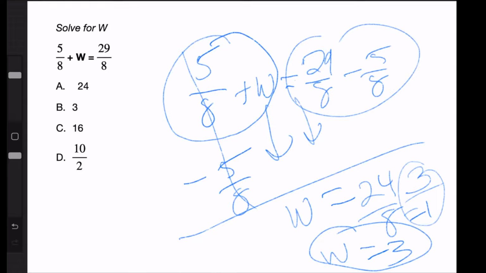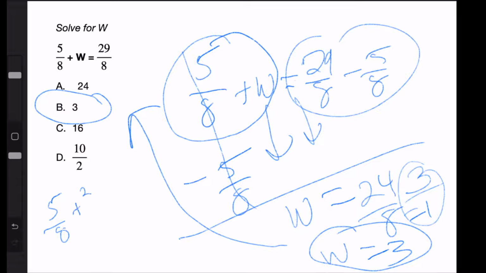Let's come over here and see what we have. If we look over here, do any of these answers say w is 3? Well, letter B right there is looking pretty good to me. So 5/8 plus 3, or 3 over 1, equals 29 over 8. And you can try testing your answer by putting that back in the equation. You can do 5 over 8 plus 3 over 1 equals 29 over 8 and see if that's true.